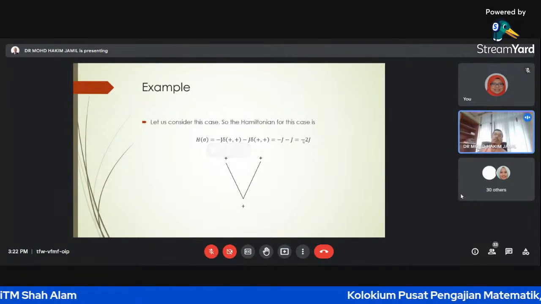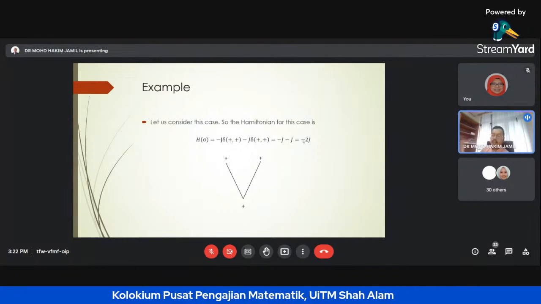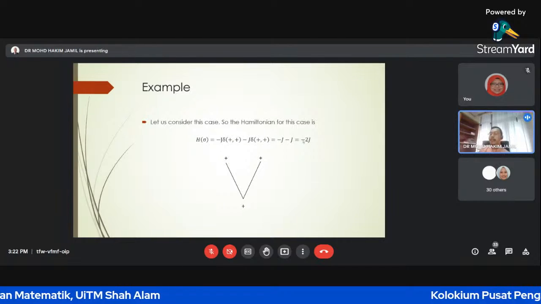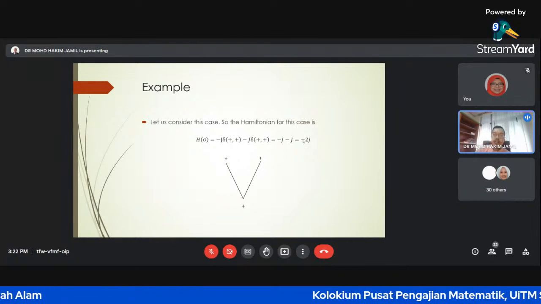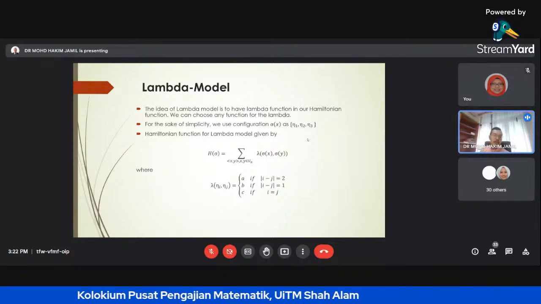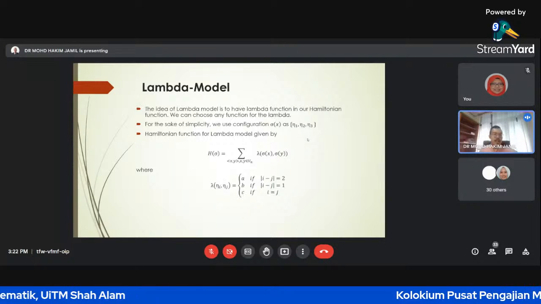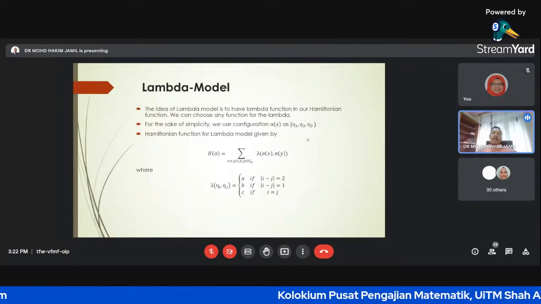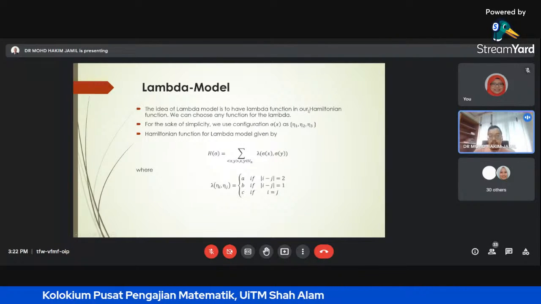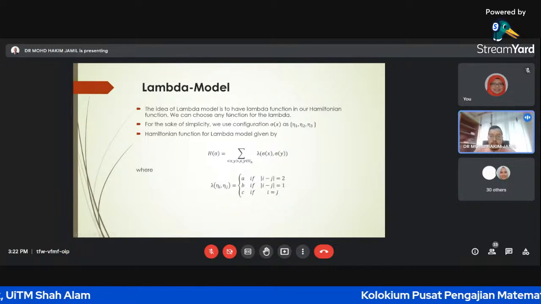So for the Potts model, they consider a delta function. Instead of the Ising model, where they choose multiplication as the interaction between the configurations. Okay, then let us move on to our next lattice model, the lambda model. The idea of the lambda model is to have a lambda function in our Hamiltonian function. So we can choose any function for the lambda model.